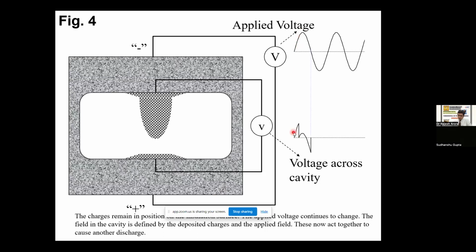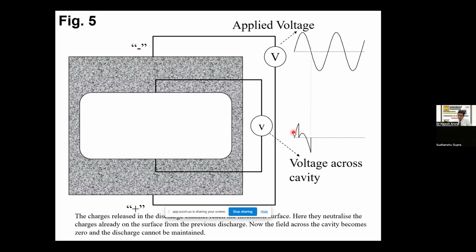Specifically, once you have a discharge, the field across the cavity becomes zero and the discharge cannot be maintained. And in the negative half cycle, this will again build up in the same manner.